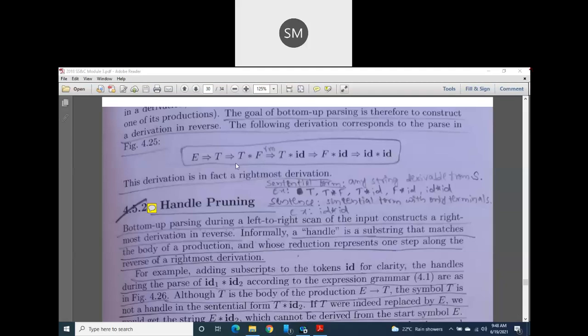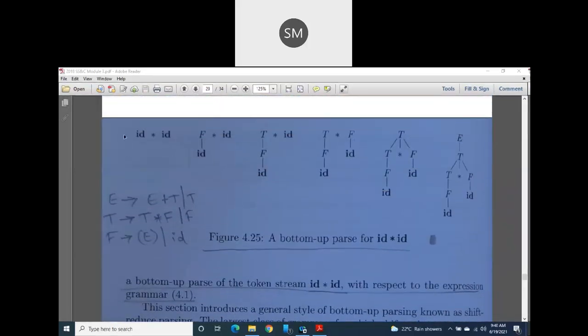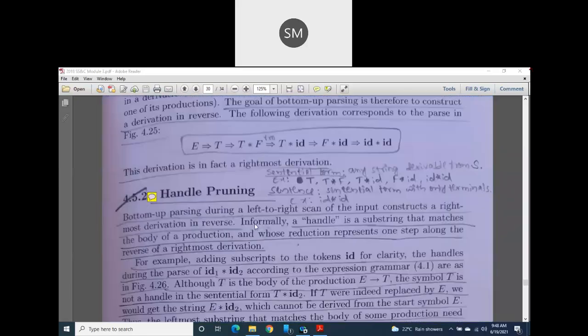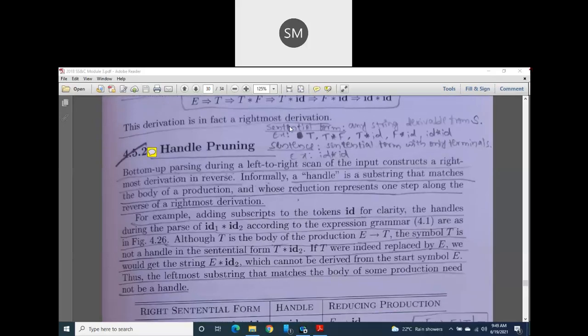Because why I am telling is, here in this diagram you may feel that it is a leftmost derivation, but it is not actually a leftmost derivation, it is a rightmost derivation. How is it? If you see this one only, here first I am reducing this id to f, then id to f, f to t, then this t star f to t, t to e. So here in these derivations, it is very clear in this particular step, it is a rightmost derivation. Clear, guys? So very interesting concept, guys.